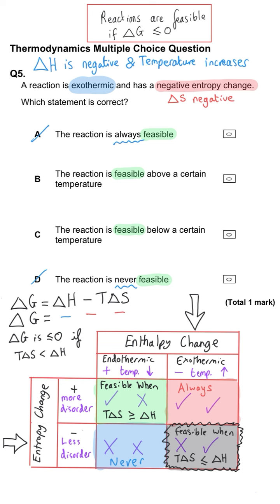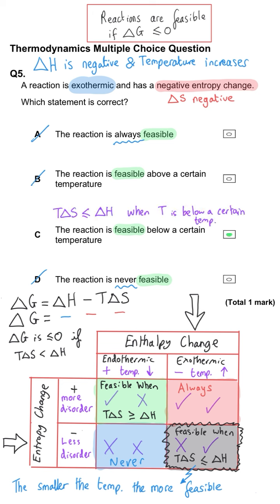And so for that to be the case, we want T to be as small as possible, because that will make the term T delta S as small as possible. And so that means that the correct answer is going to be C. This reaction will be feasible below a certain temperature. And that's because T delta S will get smaller as the temperature drops, and that means the magnitude of this negative quantity will get smaller, and so therefore delta G is likely to become more positive as this temperature gets smaller.